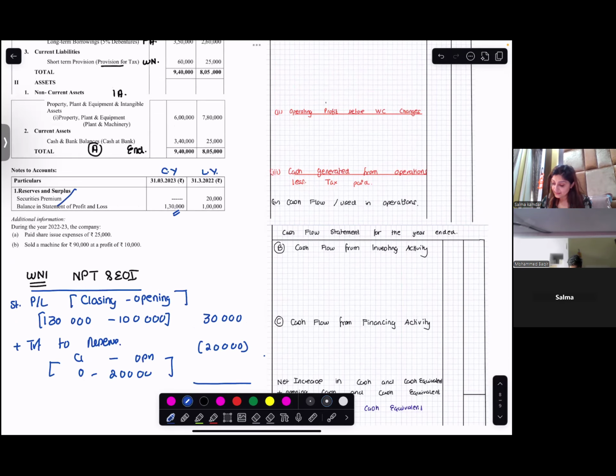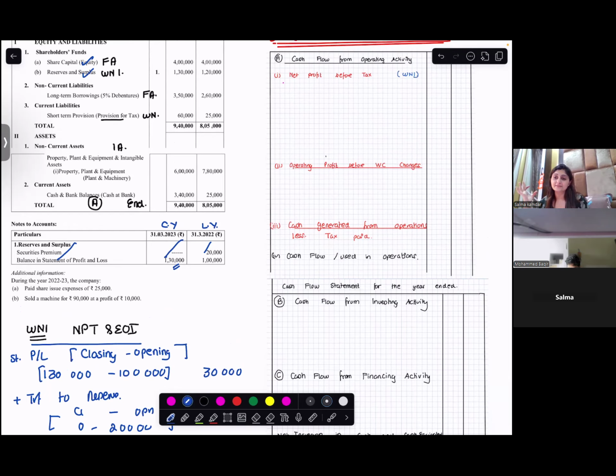I complete the share capital. I complete the reserves and surplus section. But again, I am not going to close my working note number one. Maybe I have proposed dividend, interim dividend, or provision for tax. Correct? Okay. This part is done.